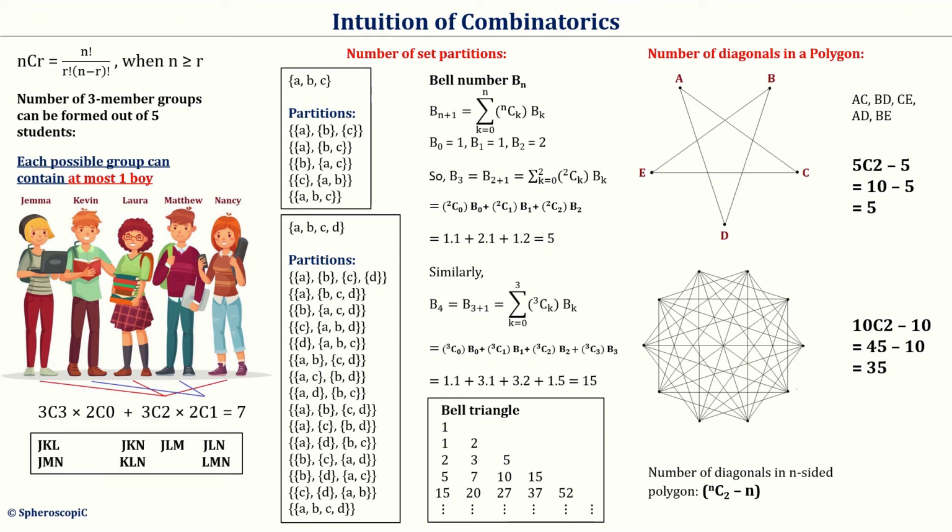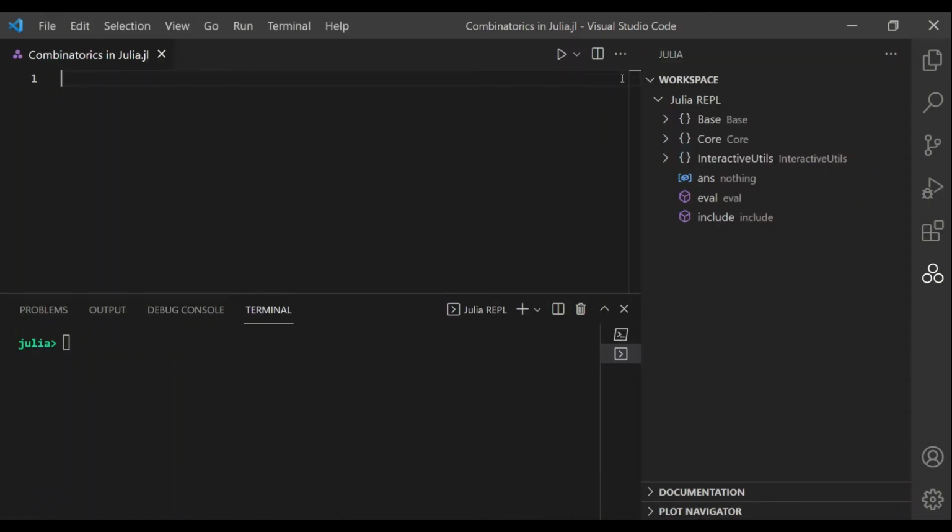We can perform counting tasks through combinatorics in programming environments. Here we will see usage of combinatorics in Julia. I am in this Julia programming environment and using this IDE, VS Code Julia extension. You can find a guide link for installation of Julia and VS Code Julia extension in the description below.